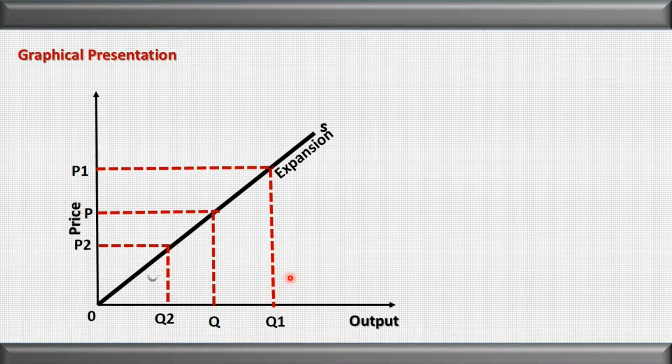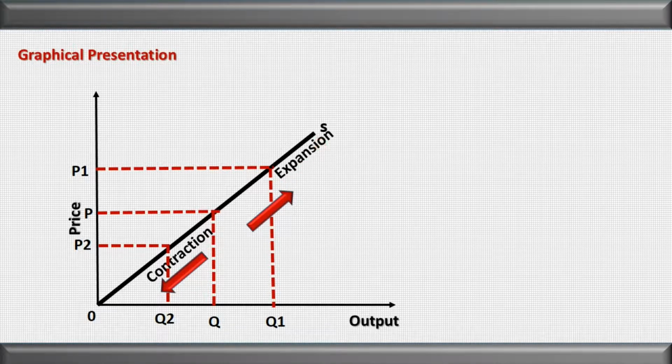And when the price decreases, there will be a decrease in supply. Earlier the supply was OQ and it reduced to OQ2. Why? Because the price had decreased from OP to OP2. That is called contraction. So we can say when the price increases, supply is increasing, that is called expansion. And when the price decreases, supply is also decreasing, that is called contraction.